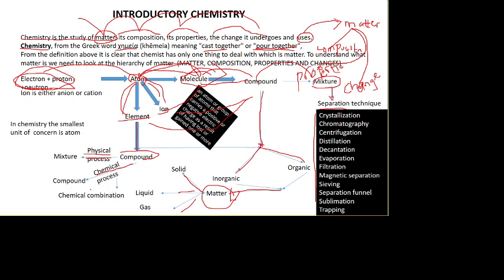Now, this chemical process occurs under what we call chemical combination. Under chemical combination, we are going to look at all the laws of chemical combination and how chemical combination actually occurs.